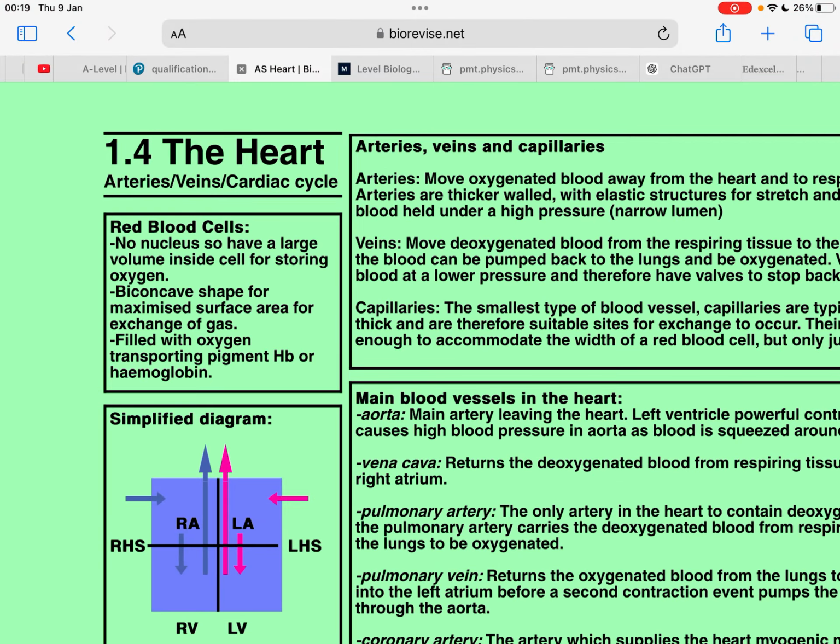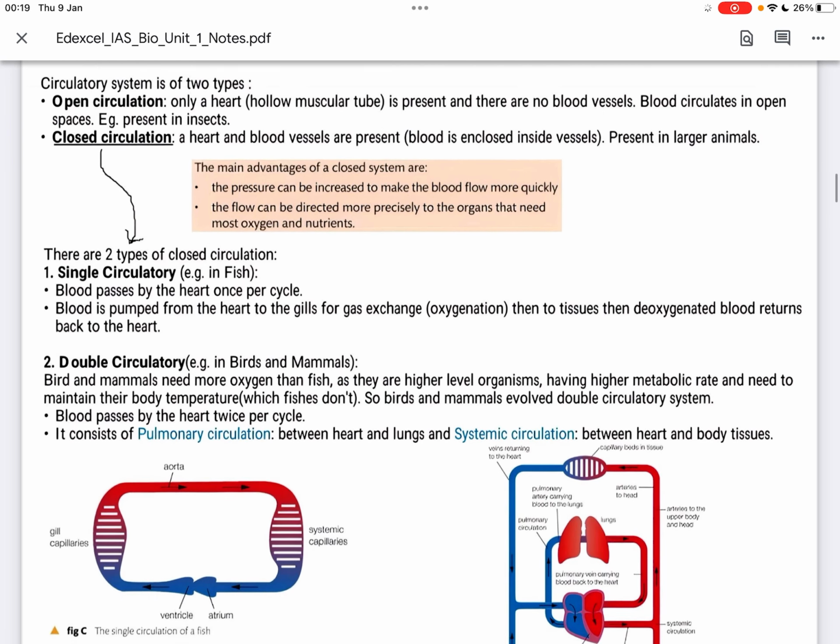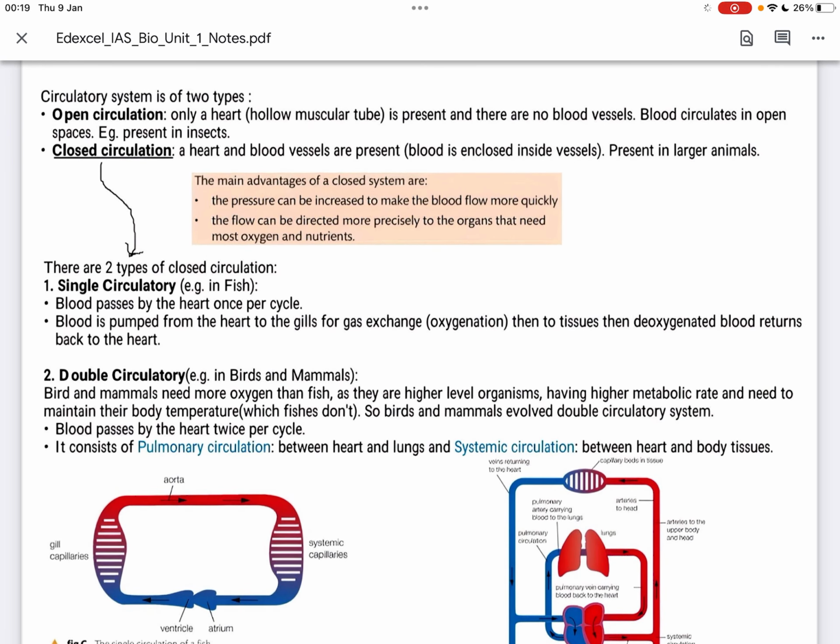Now let's go to the place where we live. The circulatory system has two types, either open circulation or closed circulation. The open circulation is basically only a heart, with no blood vessels, and blood circulates in open space, for example, in insects. Closed has a heart and blood vessels. Blood is enclosed inside vessels, present in larger animals, and there are advantages such as pressure can be increased to make the blood flow more quickly, and the blood flow can be directed more precisely to the organs that need most oxygen and nutrients. There are two types of closed circulation, either single circulatory or double circulatory.